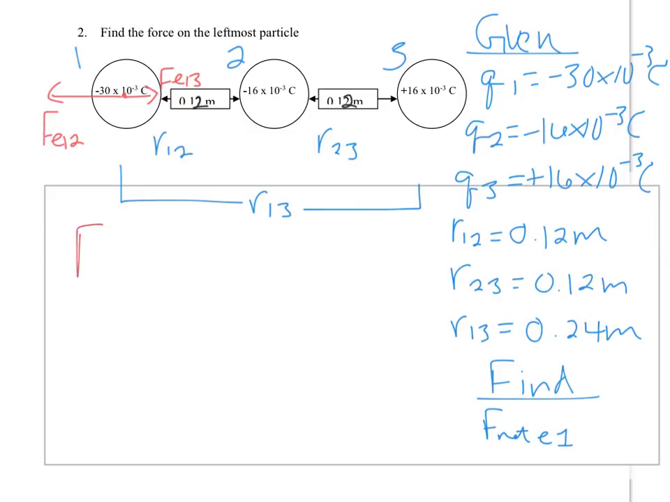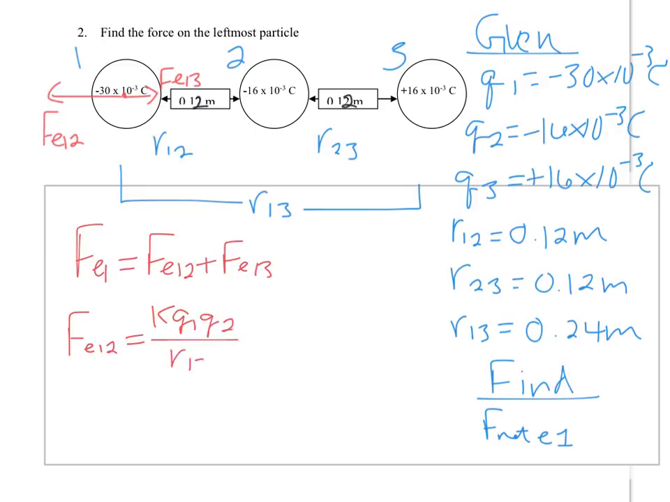So my total electric force on 1 is going to equal the electric force between 1 and 2 plus the electric force between 1 and 3. So let's start by looking at, it doesn't matter what one we start with, the electric force for 1 and 2. This equals K Q1 Q2 over R12 squared. This equals K. Our Q1 is negative 30. And actually, we just need the magnitude of the charges. So let's not get confused with the negatives. The negative comes in at the end.